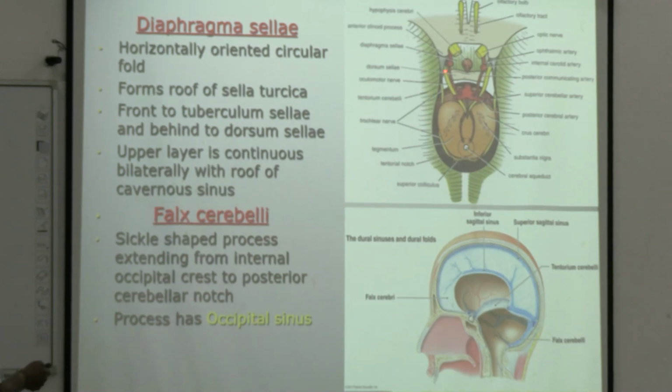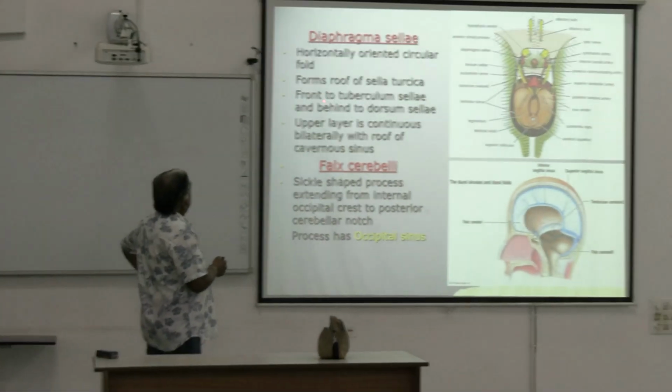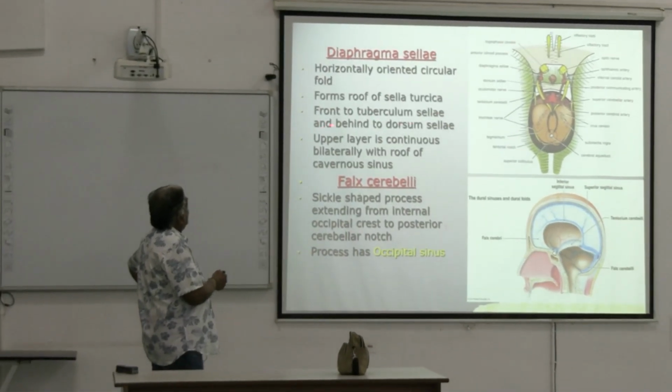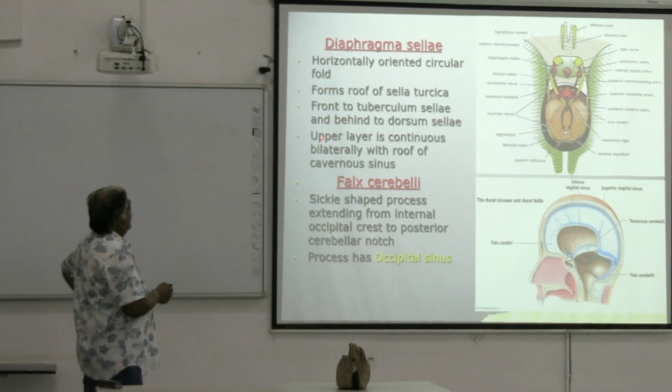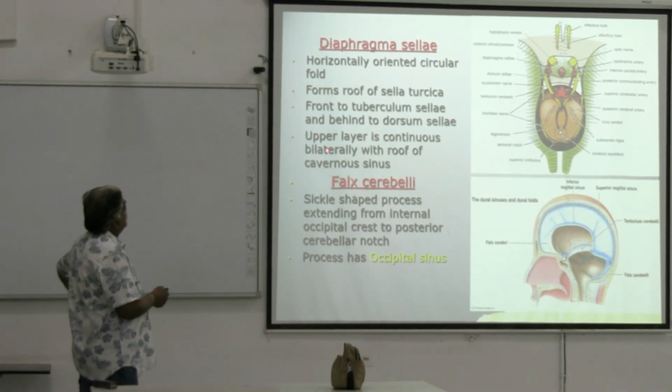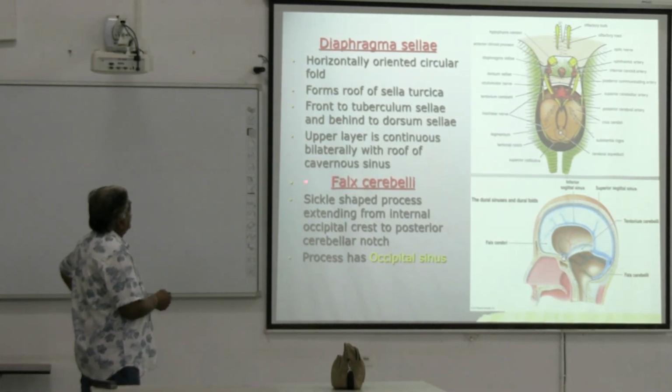Next, diaphragma sellae. This is the diaphragma sellae. A horizontally oriented circular fold forms the roof of the sella turcica, attached in front to the tuberculum sellae and behind to the dorsum sellae. The upper layer is continuous bilaterally with the roof of the cavernous sinus.